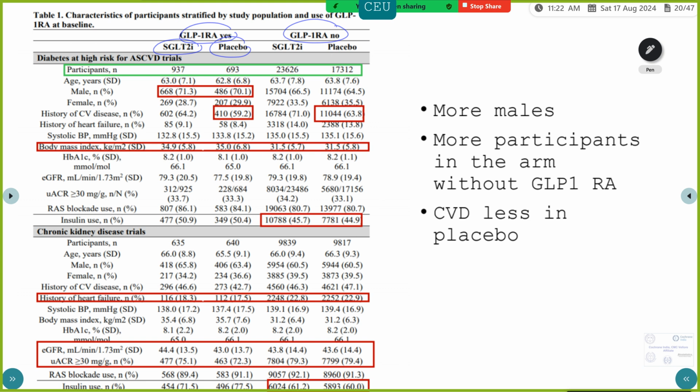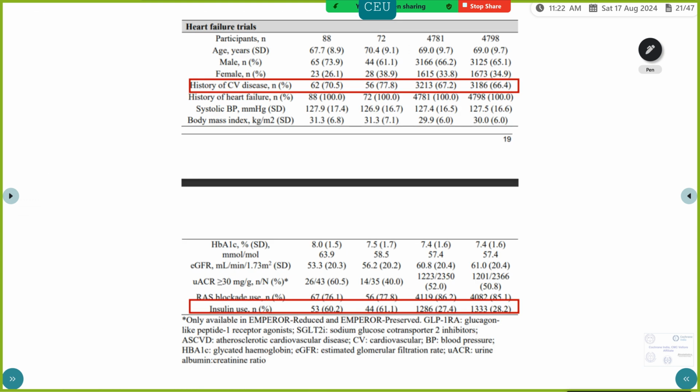One striking feature is that among the GLP-1 receptor agonist use group, the number of people were 937 and 693. But in the other group, there were 23,000 and 717,000. So there was quite a difference between the patient populations. Since we have seen in the risk of bias table that randomization was adequate for each of the individual trials, we don't necessarily need to assess the baseline characteristics in this table. So we assume that it would have been matched.